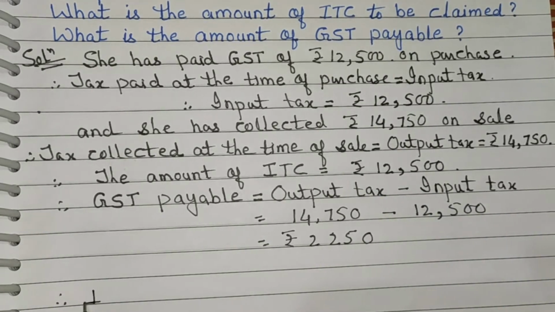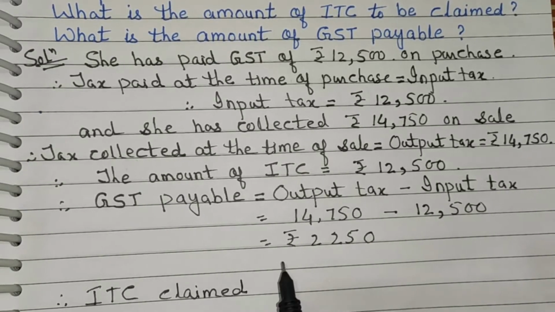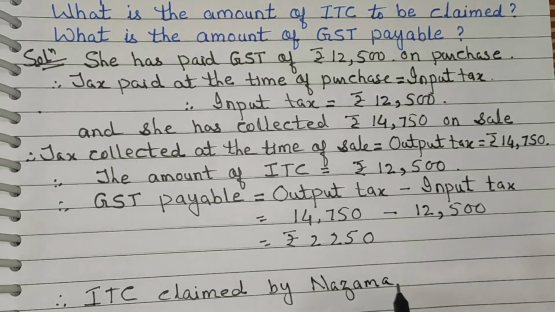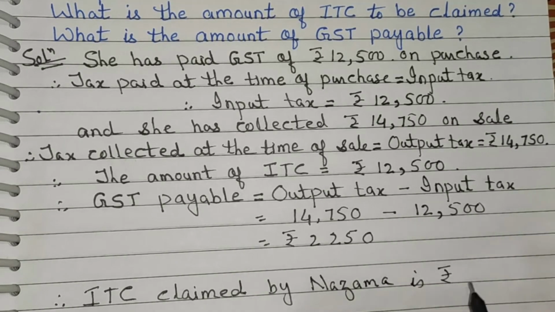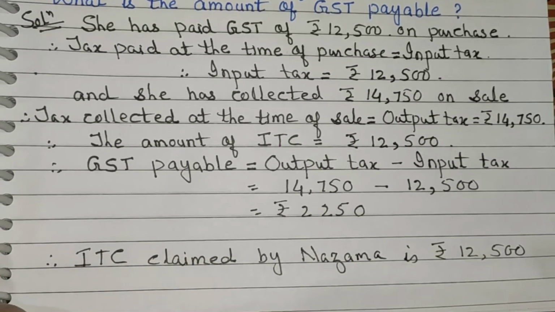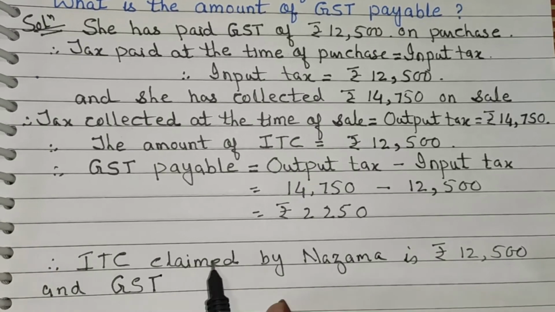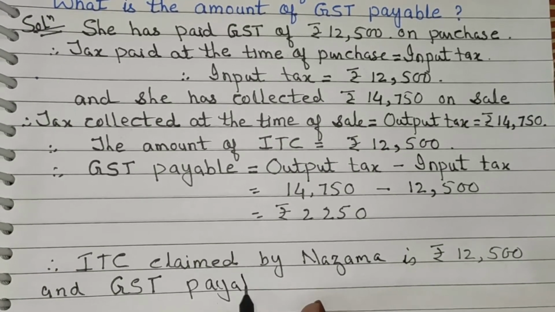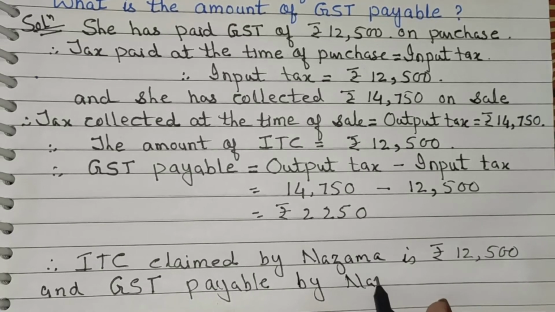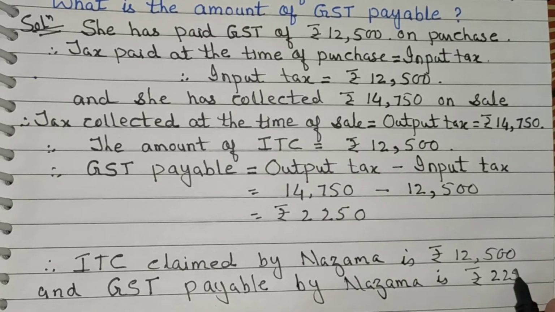ITC claimed by Nazma is rupees 12,500 and GST payable by Nazma is rupees 2250.